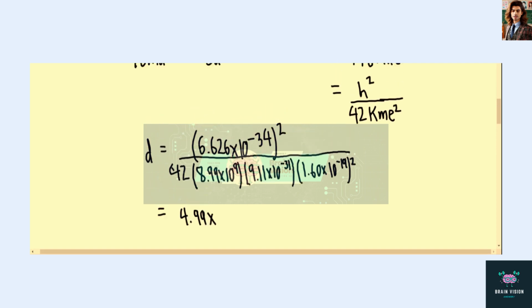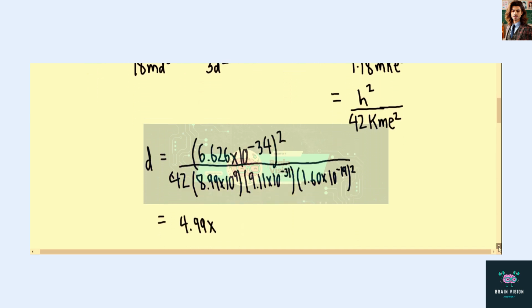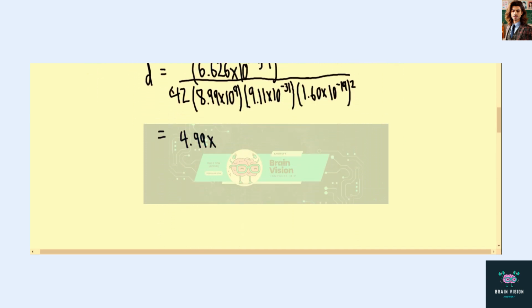And once again, going back for comparison, the value we got for d was h squared over 42 k m e squared. So we finally get a value for d that is equal to 4.99 times 10 to the minus 11 meters. But you can write this in picometers. A picometer is 1 times 10 to the minus 12 meters. So in converting, you get 49.9 picometers.